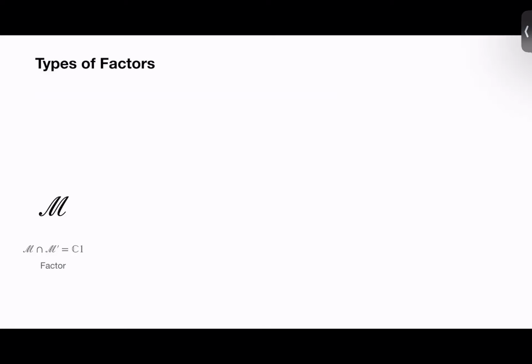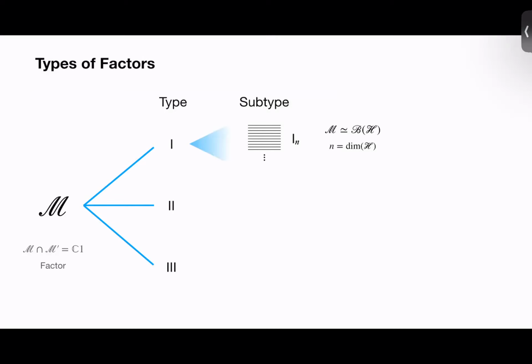So if you have a factor, you can classify it into different types. This is a famous result in mathematics. First, you can characterize them into 3 different types called type 1, 2, and 3. And then each of these types has subtypes. For example, type 1 has infinitely many subtypes indexed by a natural number n, and these algebras are simply the bounded operators of a Hilbert space of dimension n. And n could be infinite, of course. Then type 2 has 2 subtypes, type 1 and type infinity. I will not talk about these in this talk, so we'll just go over them. And then finally, type 3 has a continuum of subtypes, labeled by a parameter lambda between 0 and 1.